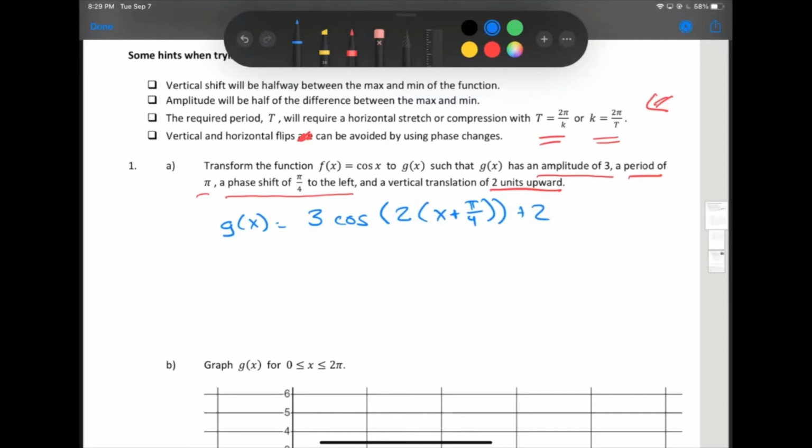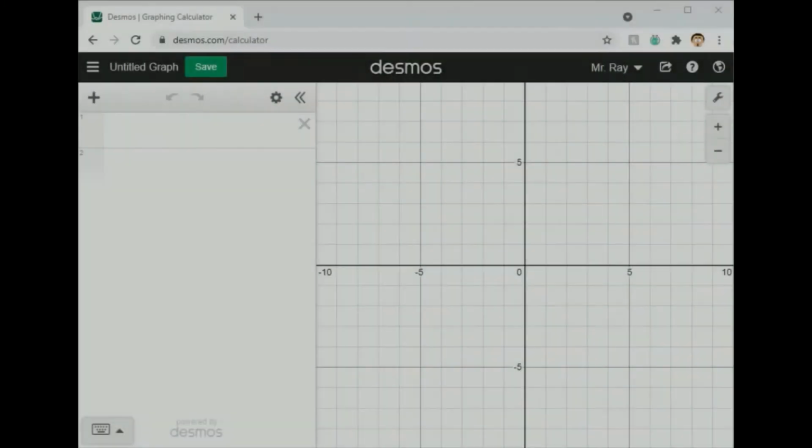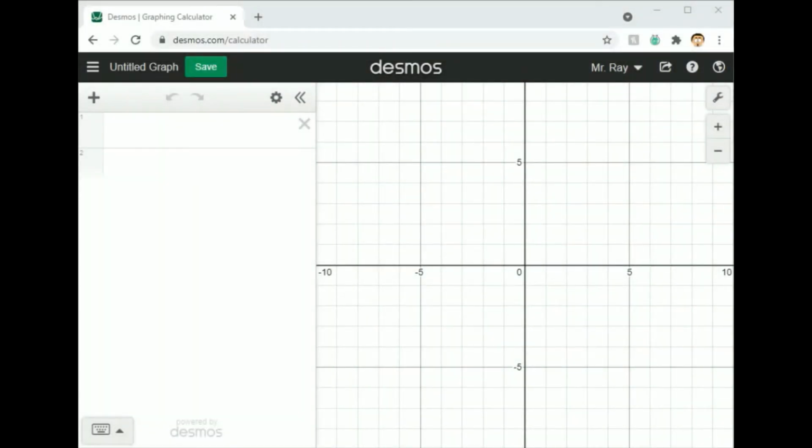Now what I'm going to do is graph g of x for 0 to 2 pi. And because I'm the teacher, I'm going to completely cheat and not do it on paper because it's super time consuming and annoying. I'm going to switch over to Desmos and do it there. So the first thing I need to do in Desmos is set up my graph grid so that it looks kind of like the one that I was going to graph it on. It's in radians. It has to go from 0 to 2 pi. So let's do that now.